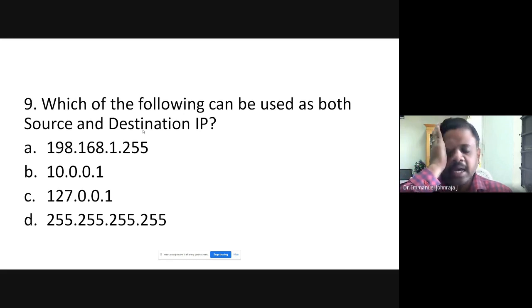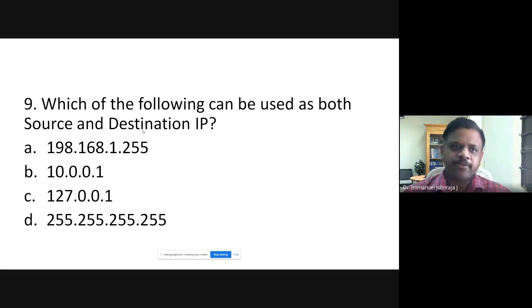So how am I going to find out which is the valid IP address? 198.168.1.255 seems to be a valid IP. Then 10.0.0.1, yes. 127.0.0.1, yeah, it is also a valid IP address. 255.255.255.255, again all 255s. Okay, seems to be a good IP.